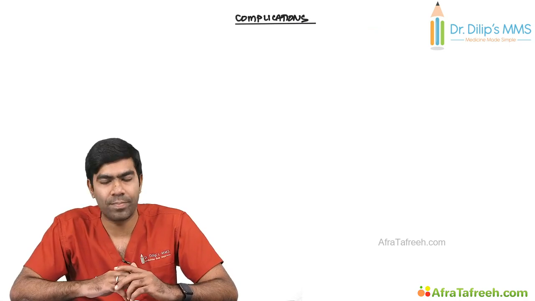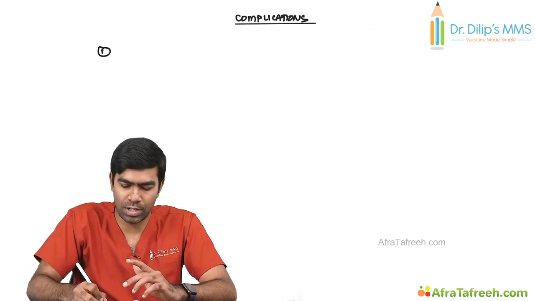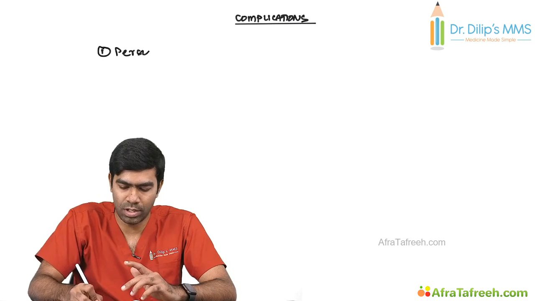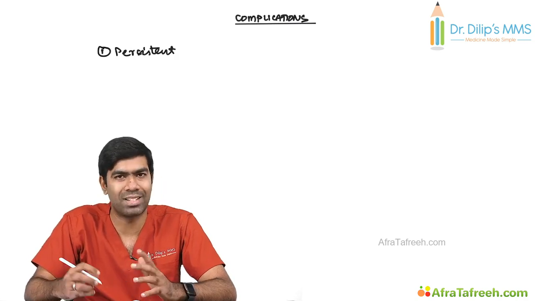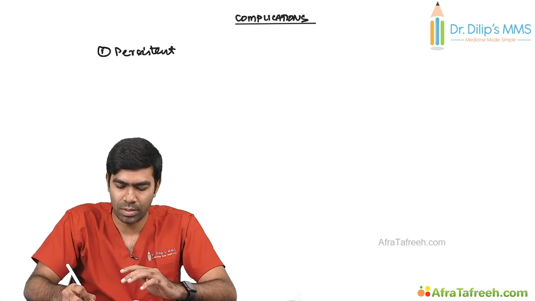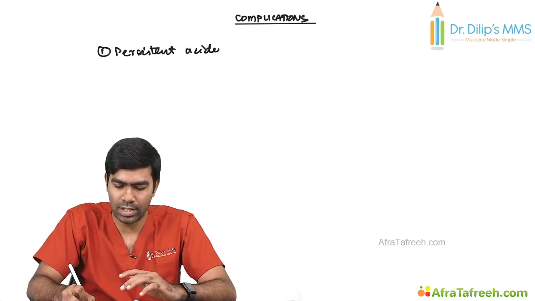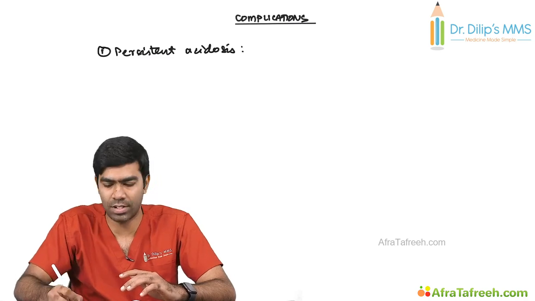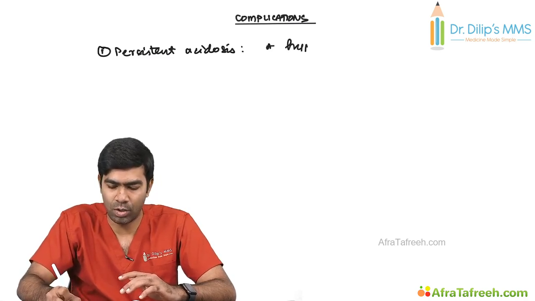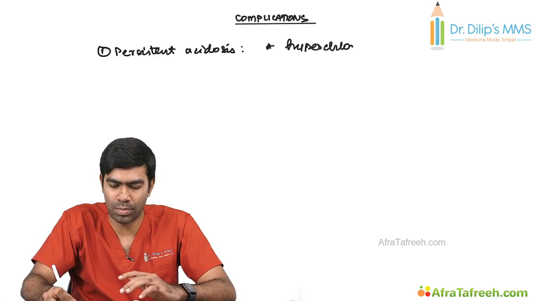So now let us move on to the complications. The number one, most common complication is going to be persistent acidosis, persistent low pH, persistent low bicarbonate. So what are the reasons for persistent acidosis? The first reason is hyperchloremic acidosis, which is supposed to be the most common reason.